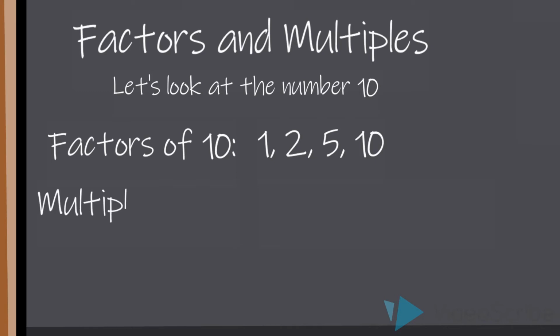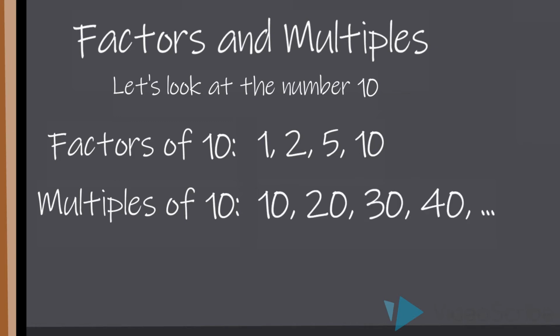The multiples of a number are never-ending, and are what we get if we multiply our number by another number. So the multiples of 10 are 1 times 10 equals 10, 2 times 10 equals 20, 3 times 10 equals 30, 4 times 10 equals 40, or the first four multiples of 10 are 10, 20, 30, and 40.